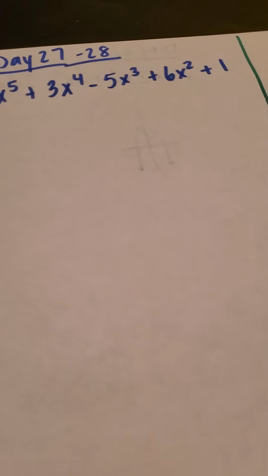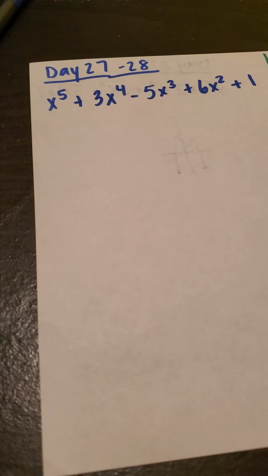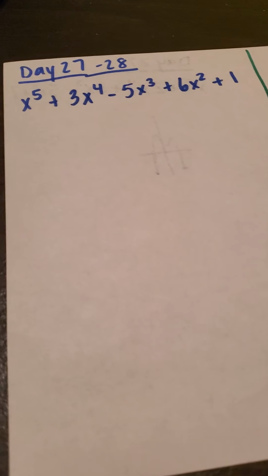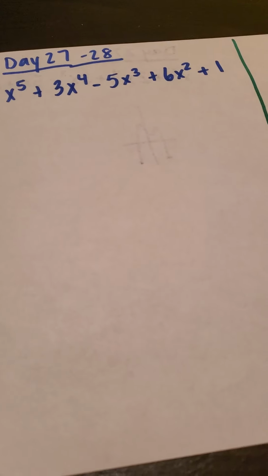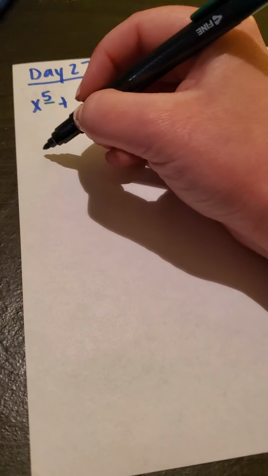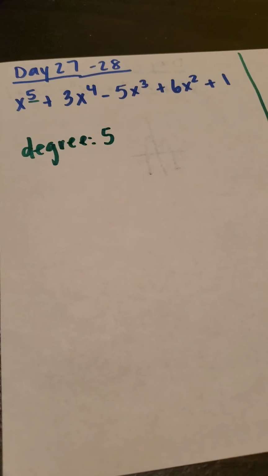The question is wanting you to find the degree of a polynomial, and this is just some random example that I made. There are some on the day 27 that explain it really clearly. I'm just doing an extra one here. So in this example, my degree is 5. The degree is your biggest exponent.